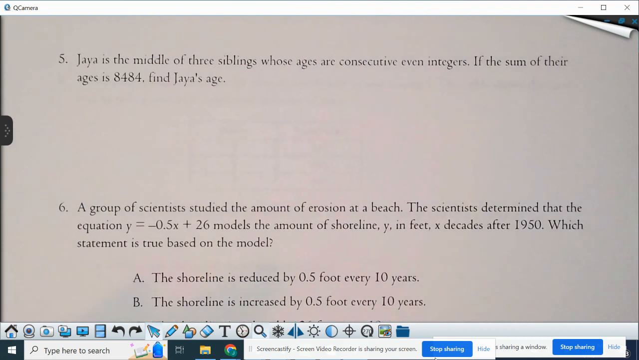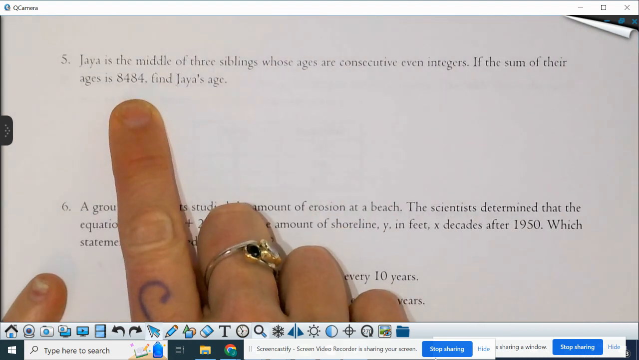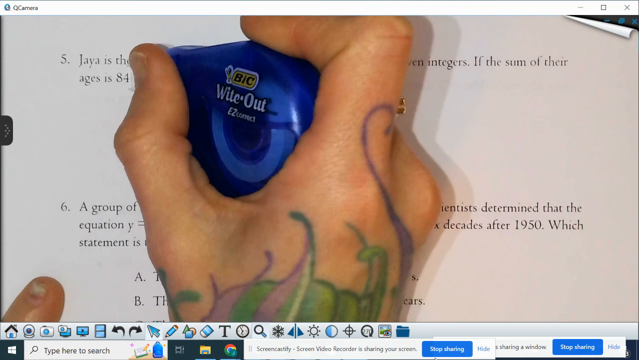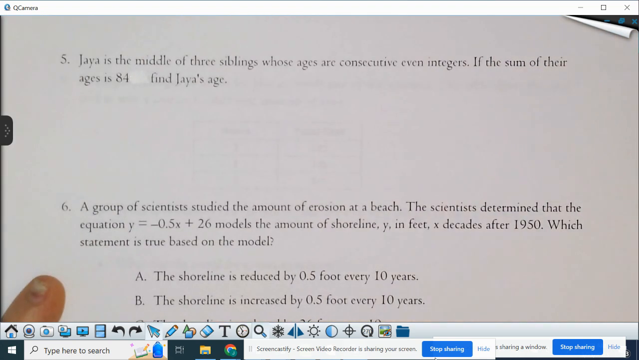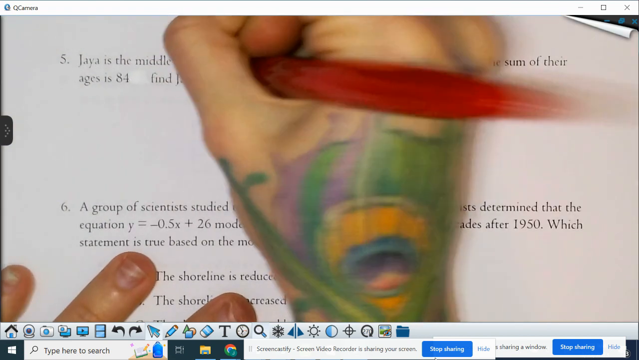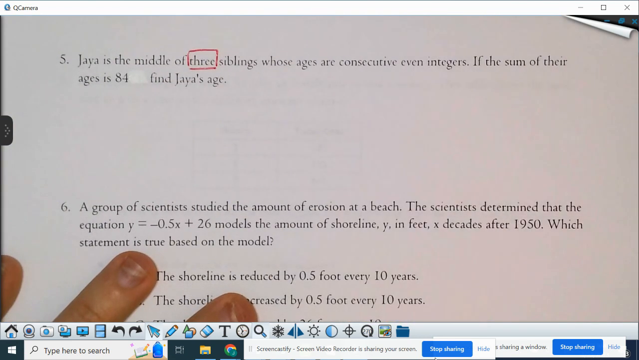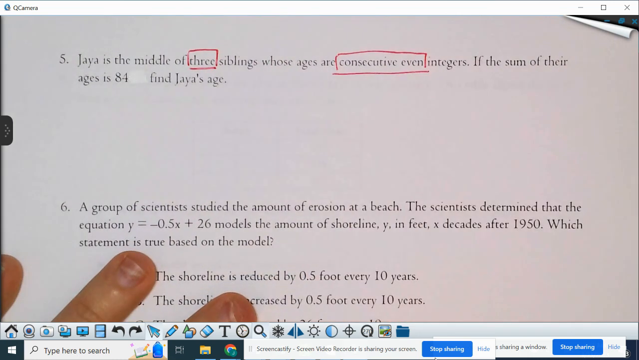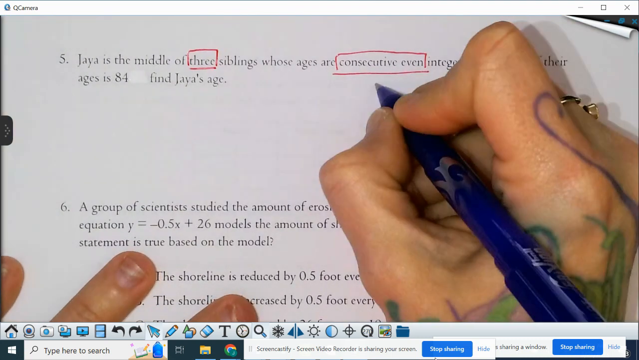Ooh, that 84 is doubled and should not be doubled. It's because I copied and pasted it from somewhere. So it's only 84. So Jaya is the middle of 3 siblings. This is a math class, so I know 3 is going to be fairly important, likely. Whose ages are consecutive even integers. So I'm going to stop. Consecutive even would be 2, 4, 6, 8, so divisible by 2. So the first one's going to be x.